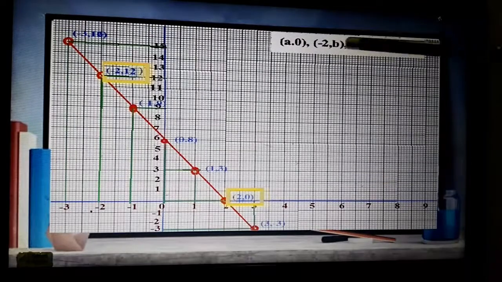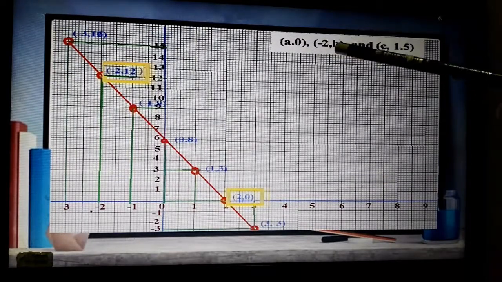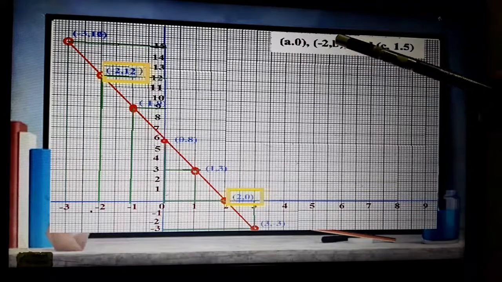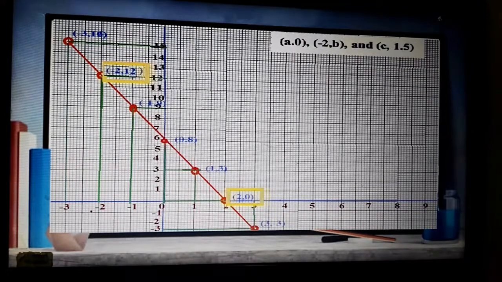Now next, (minus 2, b) means that when x is equal to minus 2, what should the y coordinate be? Here you can see that x is equal to minus 2. So when x is equal to minus 2, then y is equal to 12. So b is equal to 12.